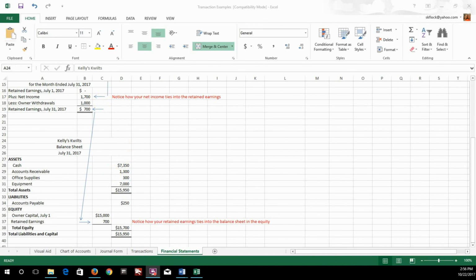When we get to the statement of cash flows, what you will discover is the statement of cash flows is going to give you the detail of what caused the change in your cash balance from one period to the next. And it's broken down into three sections. You have your changes in cash flows related to operations, changes in cash flows related to investing activities, and changes in cash flows related to the financing activities of the business.